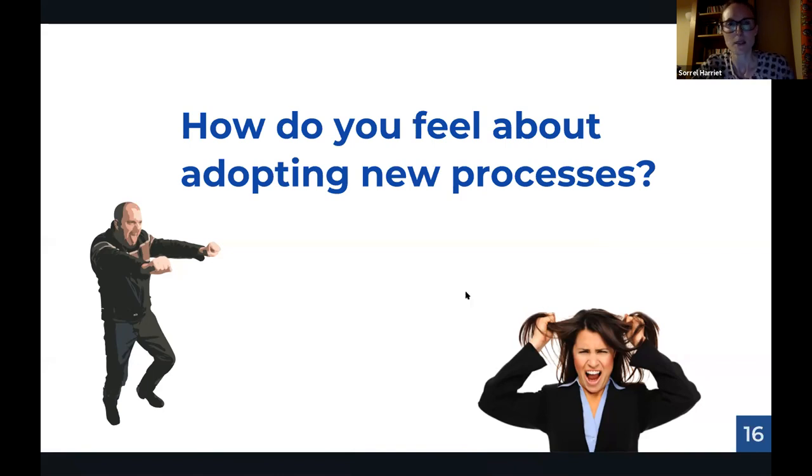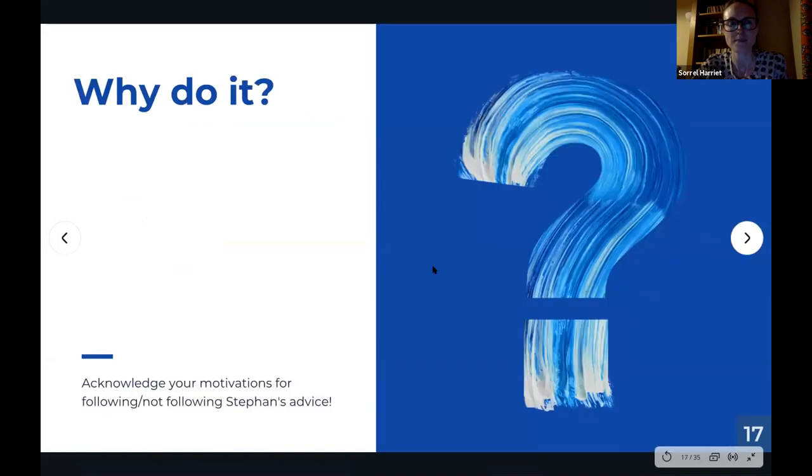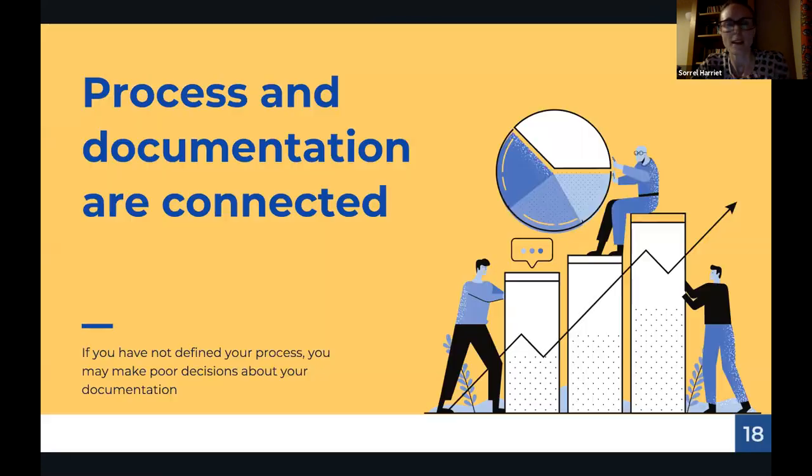So I want us to just pause for a moment and acknowledge our own motivations for doing or not doing the things that Stefan's just suggested. We don't have to let these motivations become drivers. We can notice them and still be able to make objective decisions that are right for us and right for our project. Two things that I believe can help us with that are having, first of all, a well-defined process and also a strong team. I believe these two things can help you to make objective decisions about documentation.